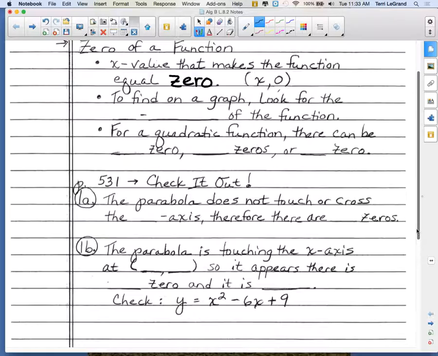So if the y value needs to be 0 for a given x value, then we just need to look for the x-intercept. Where is the parabola crossing the x-axis?